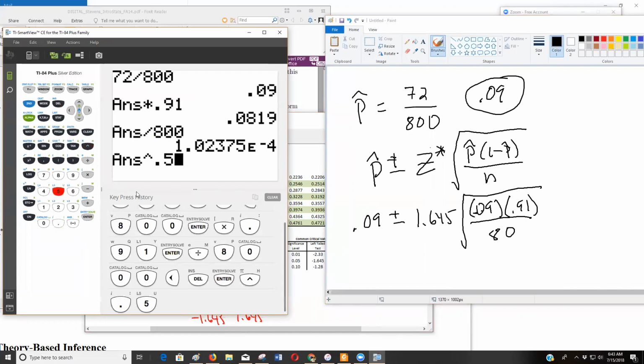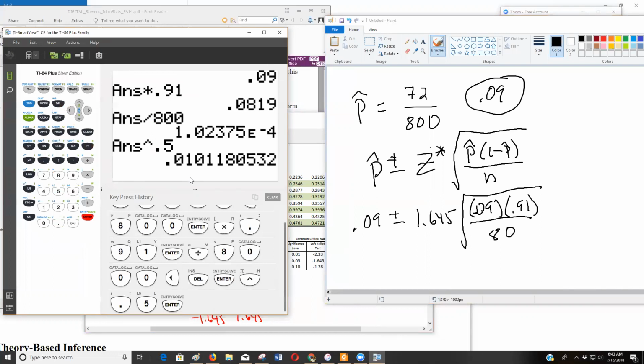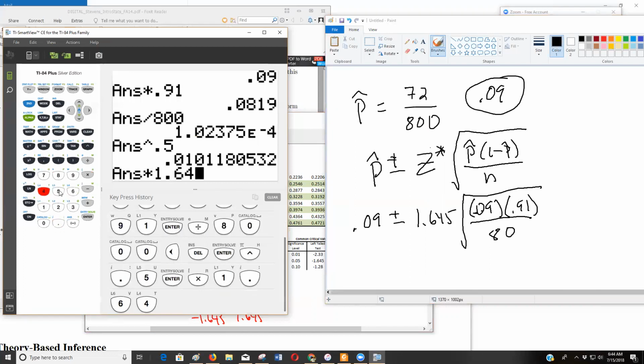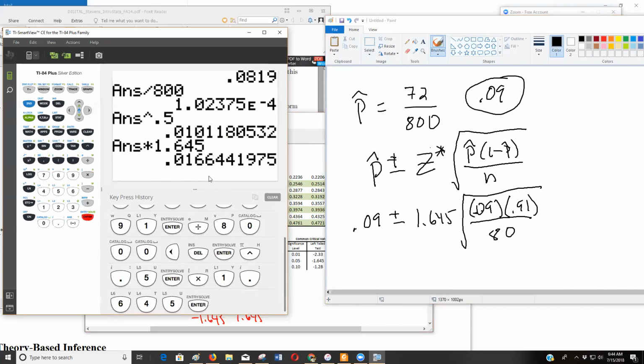I don't know if you remember from algebra, but raising something to the 1/2 power is the same as taking the square root instead of having to hunt for the keys. So that's the standard deviation for this distribution, and we want to have 1.645 of those either side of the mean, so we'll times that by 1.645. And this number here is our margin of error. So 0.09 plus or minus 0.017. I'll go 1 decimal place more since I'm not trying to make WebAssign happy.